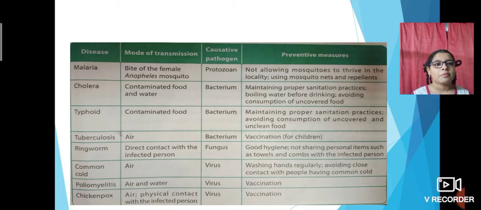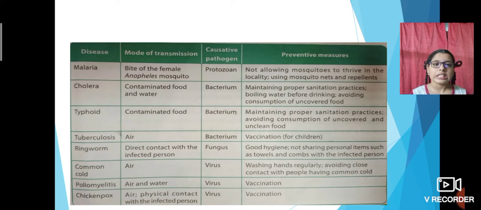To avoid cholera, there are simple preventive measures. The first preventive measure is to maintain proper sanitation. It means that before eating and after eating, you have to sanitize your hands. The second preventive measure is to boil water. You shouldn't drink normal water. You have to boil the water and then consume it. And the third preventive measure is to avoid consumption of uncovered food. So these are the preventive measures.